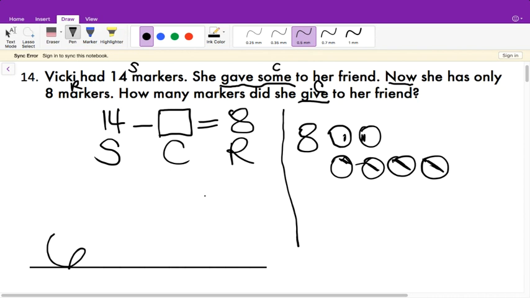And I'll go back to my problem and look for the label. The label will always come after the words how many. So in this problem, it says how many markers. So my label should be markers. Okay, great job. Let's move on to the second problem, number 15.